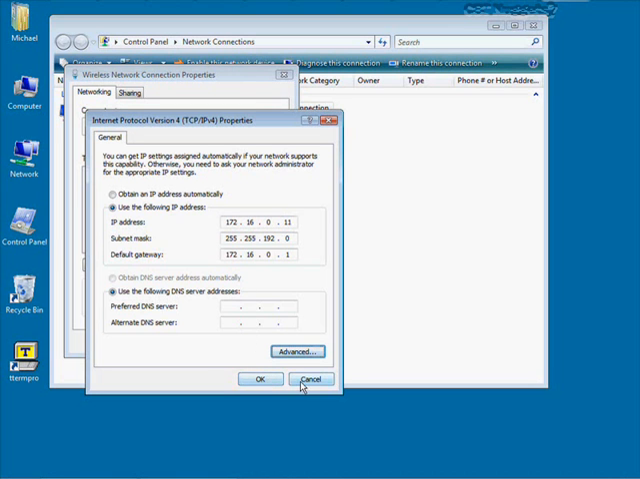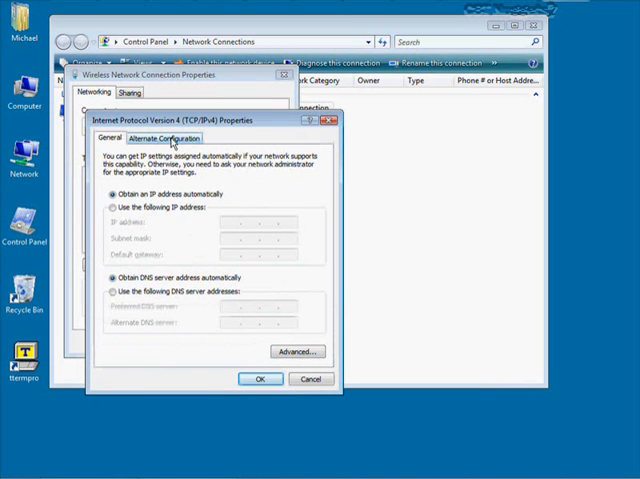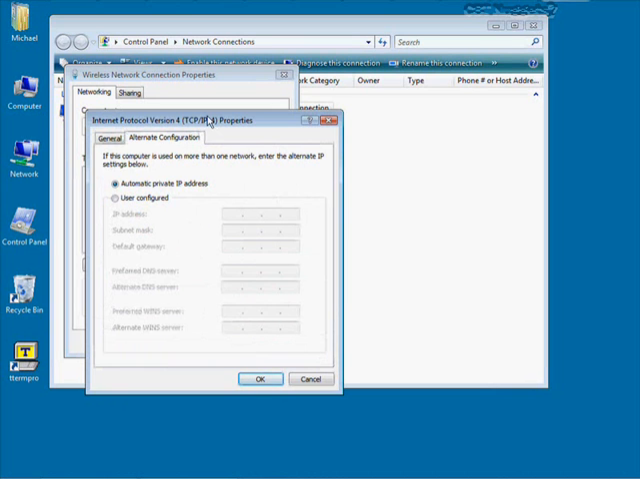I can always cancel out of here. If I go to Properties, notice the Alternate Configuration tab. I might want to say, you know what, we'll go ahead and use DHCP or put in a static IP address, and I can say, if for some reason my DHCP is not available, use a PIPA. And that'll give me something from the 169.254.0.0 range. Or I can say, here's some user-configured backup IP address, mask and gateway, backup DNS servers, and backup WINS servers.